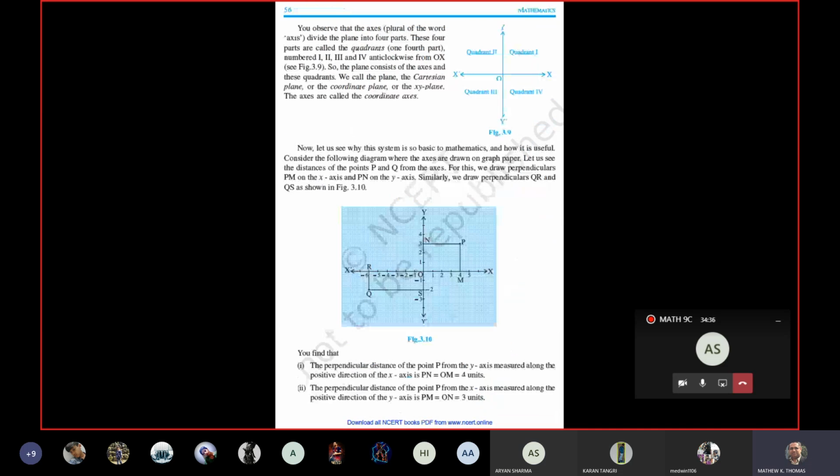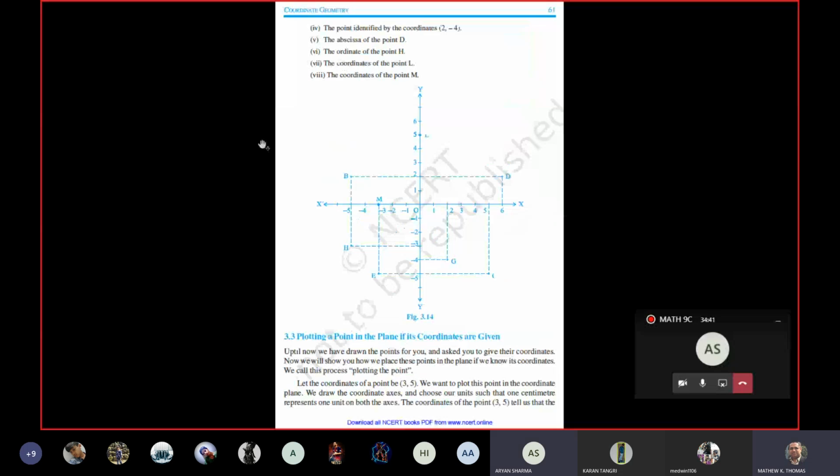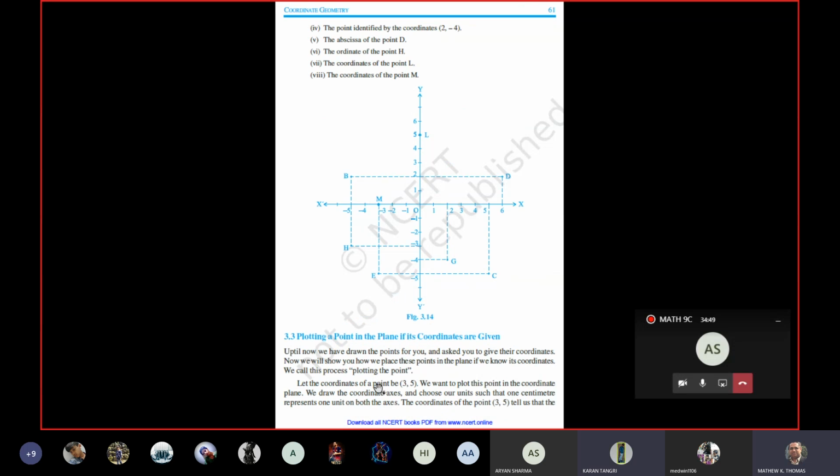Question number 2. This is the figure, and question number 2 has to be based on this. What are the coordinates of the point B?